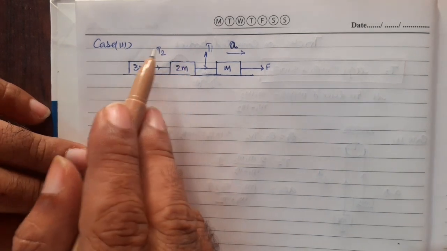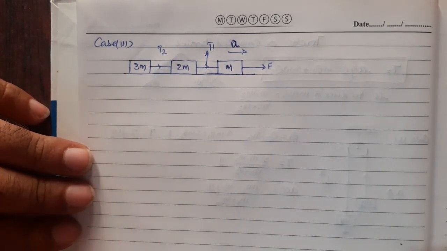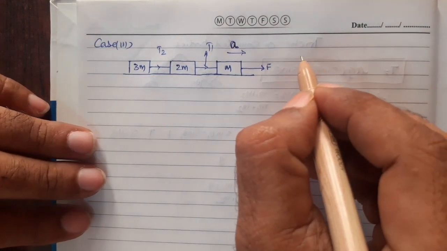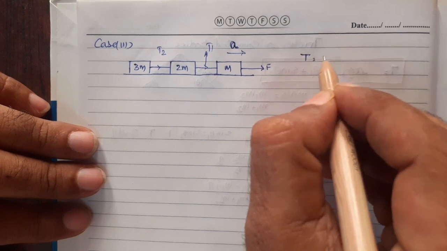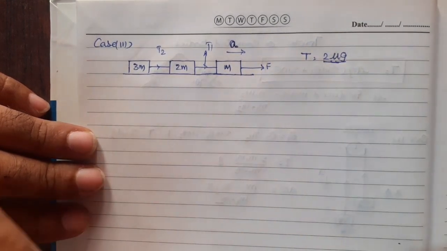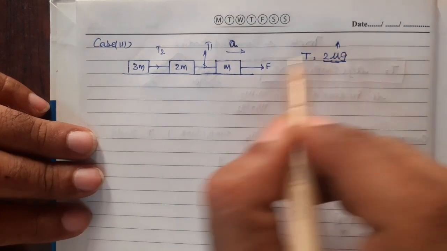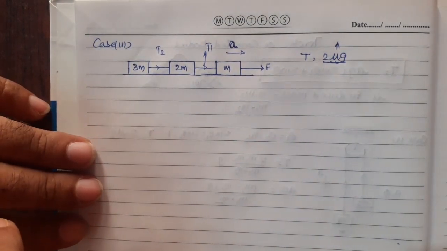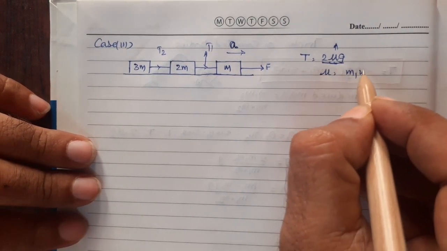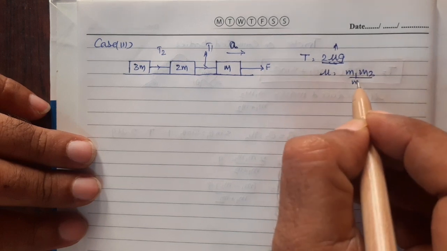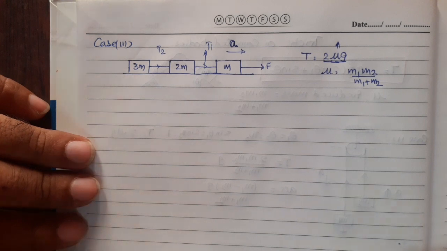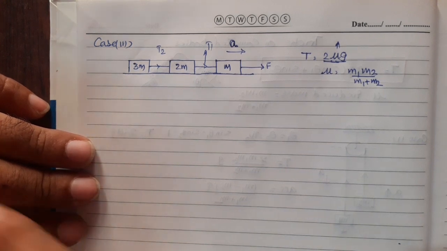Now what about the tensions in this case? In this case also we use the same equation, that is T is equal to 2 mu g, where mu is the reduced mass. This reduced mass is equal to the product of the masses by the total mass, when it is a 2-body condition.